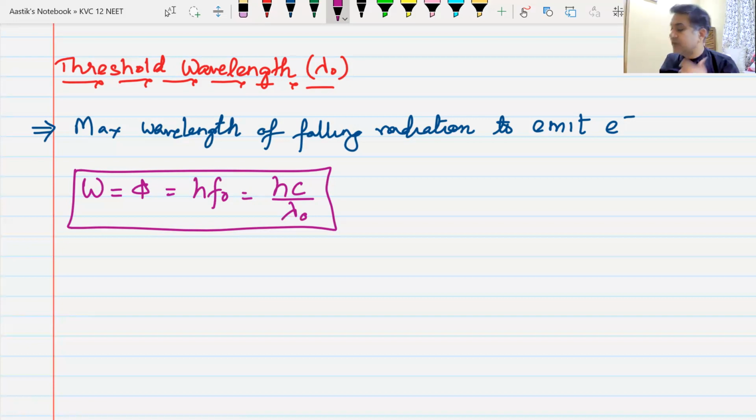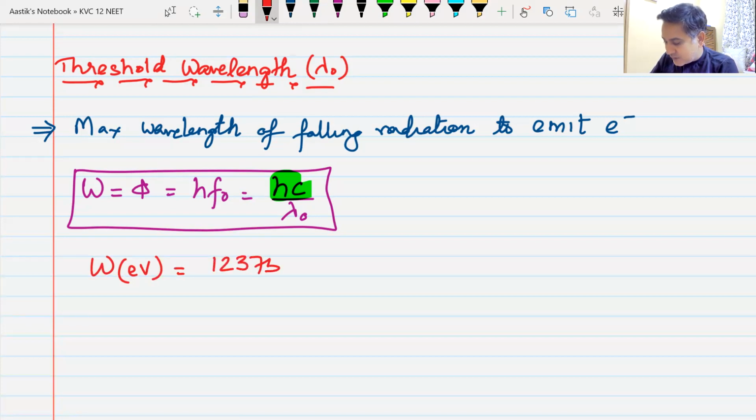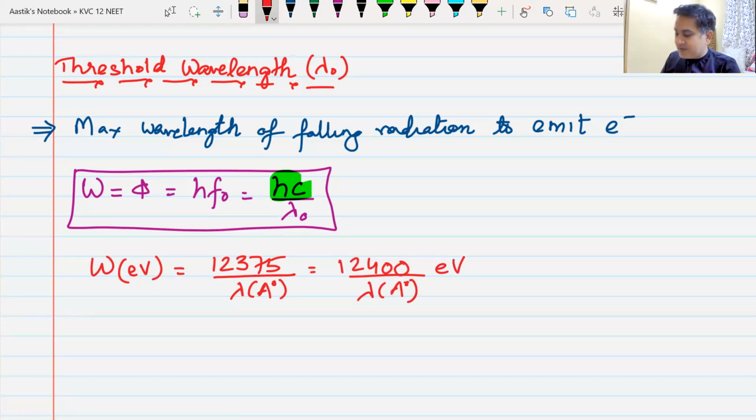Electron volts. And whenever you see h and c in the numerator, we know this shortcut, that work function in electron volts will become 12,375 divided by the wavelength in Angstrom unit. Do we understand this? I gave you that shortcut. Or you may not even use 12,375. You can still use 12,400 divided by lambda in Angstrom unit, and your answer would be in eV, or electron volts. Remember the shortcut.